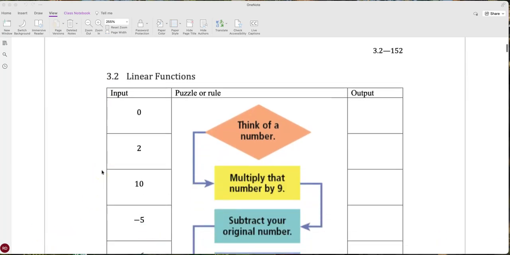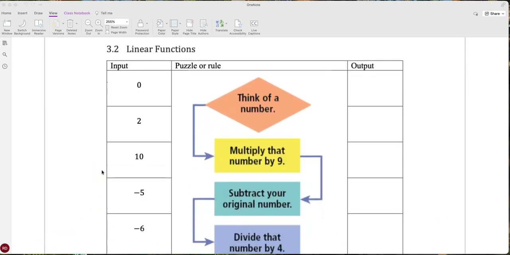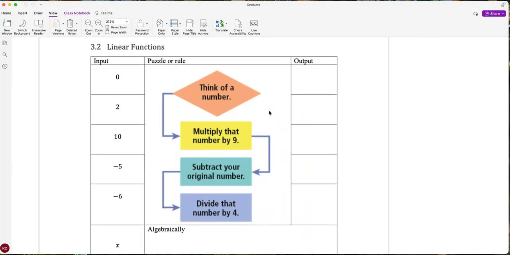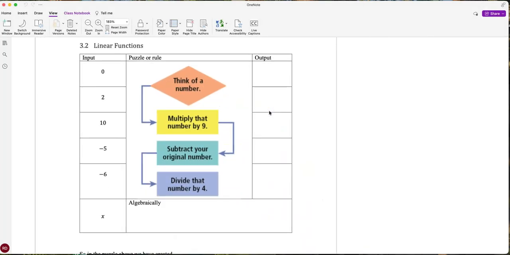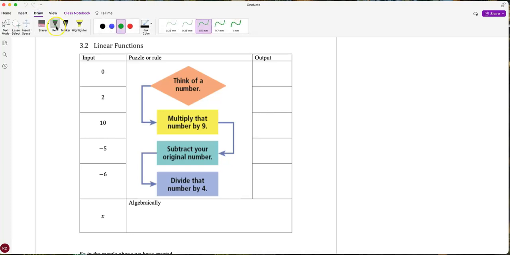Okay, Algebra 1, Lesson 3.2, we're talking about linear functions. So let's look at an example. We talked about function input and output last time we were together, the concept of a function. So let's look at this exercise here. Think of a number, multiply that number by 9, subtract your original number, and then divide that number by 4. So if I think about this, let's take the number 0.